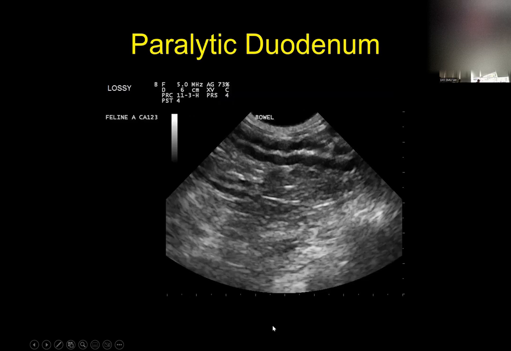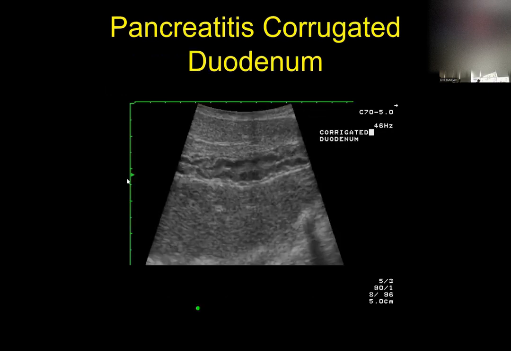And sometimes the duodenum, because it sits right next to the pancreas, if the pancreas is sick and infected, then the duodenum doesn't like living right next door to that. And so the duodenum loses its ability to contract, and sometimes it will take on this corrugated-like appearance that you can see pretty commonly in cats that have pancreatitis. Here's another kind of corrugated looking duodenum in that area. And we'll talk about what a normal bowel looks like in a minute, but not uncommon do you see these corrugated duodenums in cats with pancreatitis.